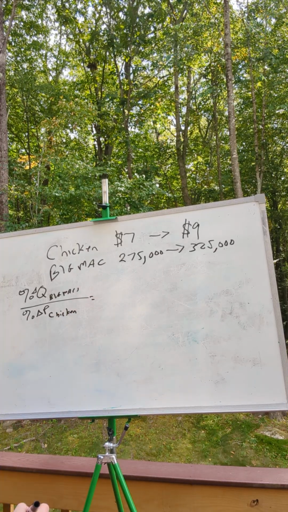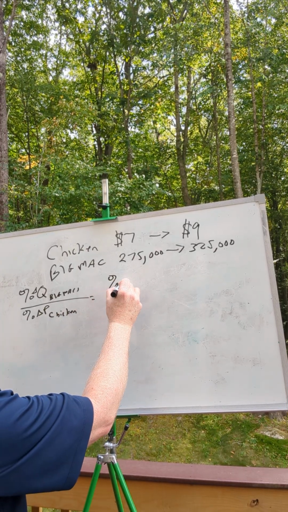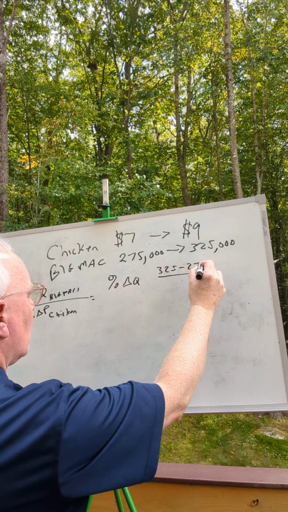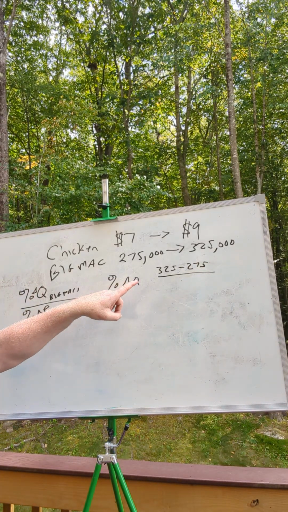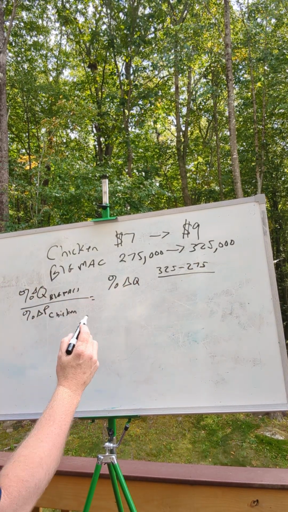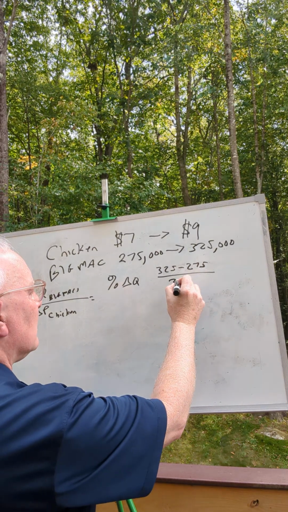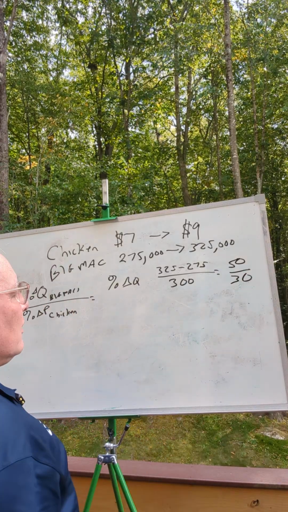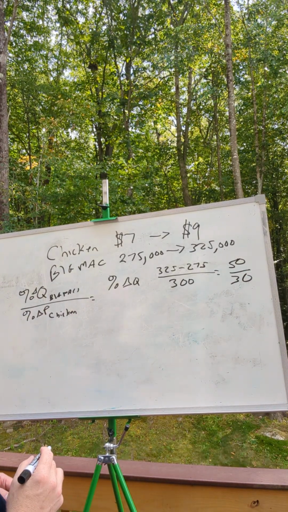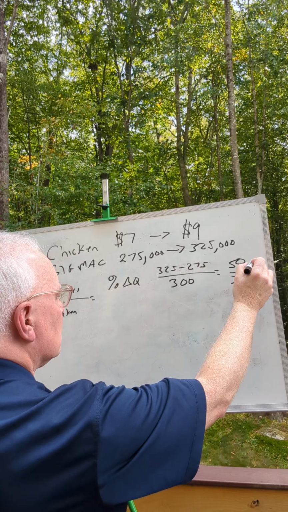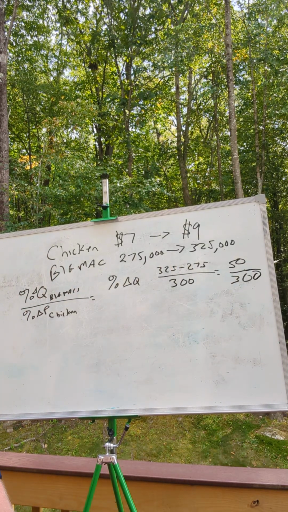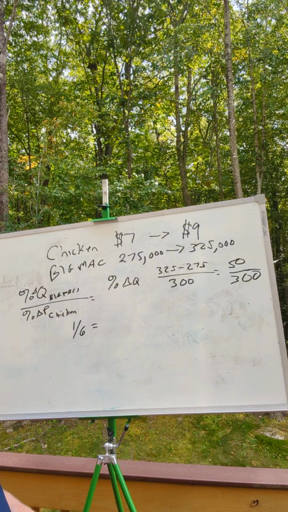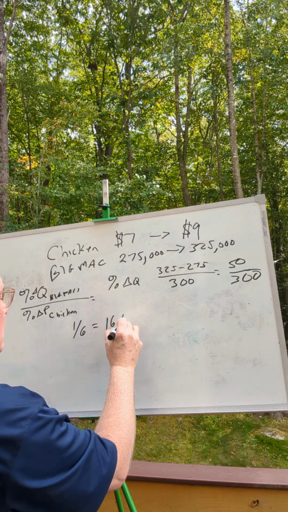So to calculate the percent change in quantity, we will use the midpoint method. So it's 325 minus 275 over 275 plus 325 divided by 2, but perhaps you can just eyeball that and see that the midpoint is 300. So this becomes 50 over 300, that resolves to 1 over 6. Or if you put it into your calculator, it's 16.67%.